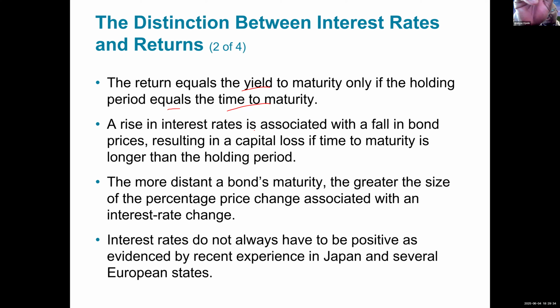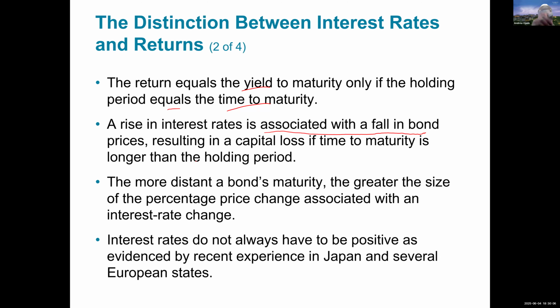A rise in interest rates is associated with a fall in bond prices. That's true because bond price and bond interest rate move in opposite directions, resulting in a capital loss if time to maturity is longer than the holding period. That's true. If interest rates rise and you try to sell the bond before it matures, there's going to be a capital loss. The rate of capital gain is going to be negative because the price you're going to be selling the bond for would be less than the price you purchased it for.